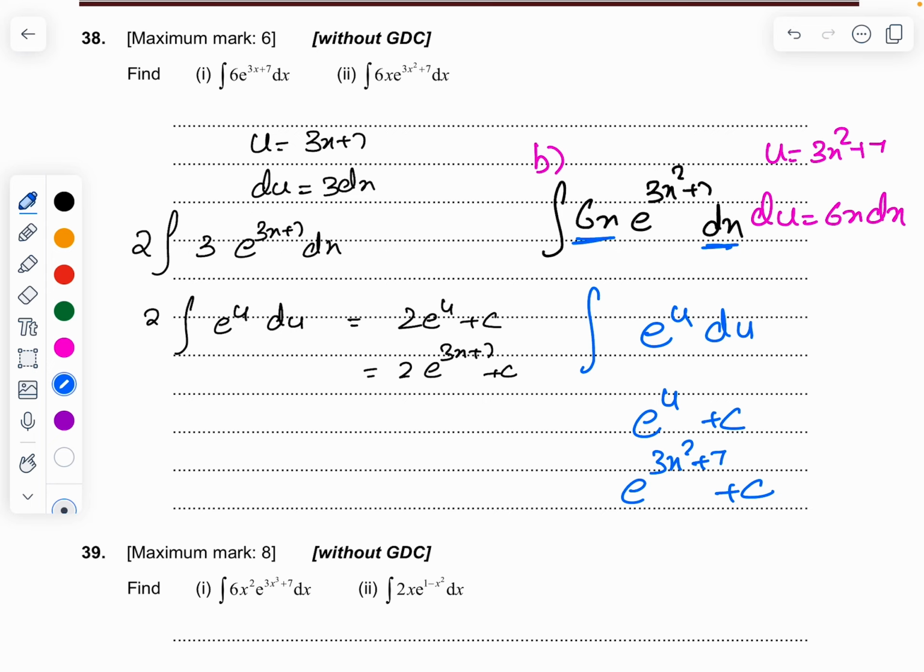So in substitution questions, you need to be very careful in solving the questions.